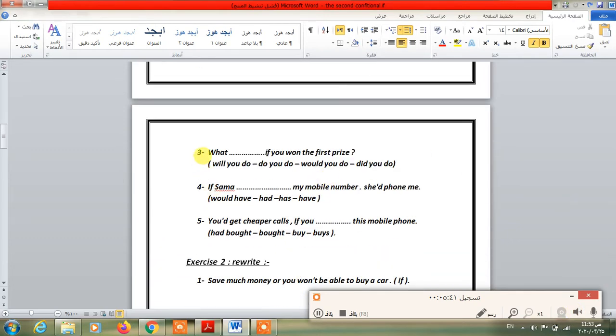Number 3: what would you do if you won the first prize? Here it is past, so I will use would. What would you do if you won the first prize? Because I have past simple and I have if, the second sentence will consist of would plus the infinitive.